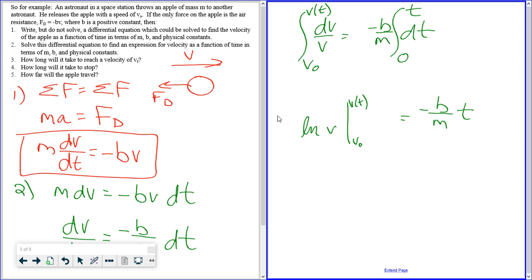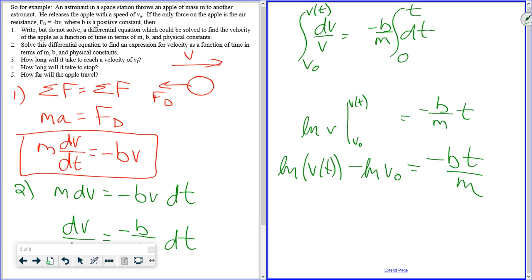All right, so here we go. Now all I got to do is plug in my bounds, right? So remember, it's always top minus bottom. So this becomes the natural log of v of t minus the natural log of v naught, and that equals negative bt over m. Everybody good?